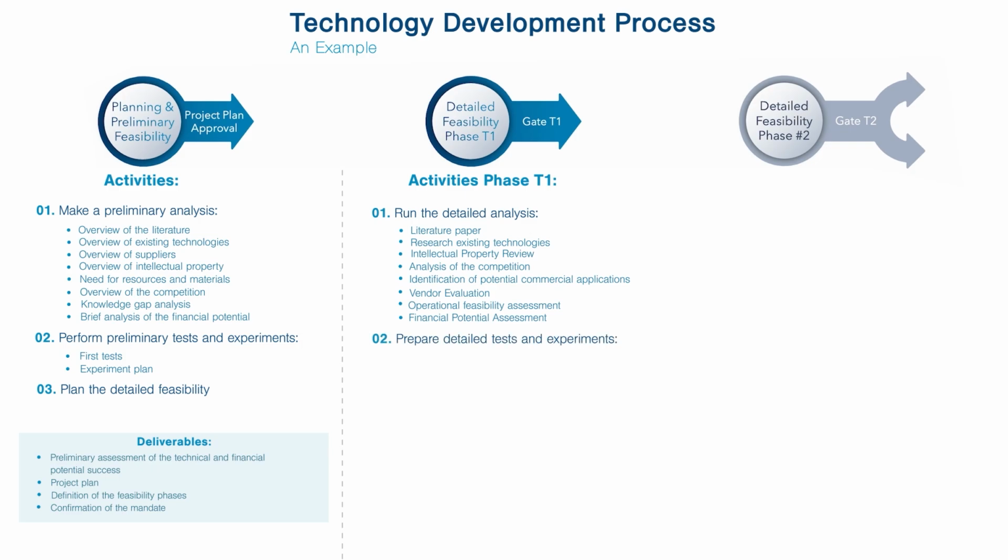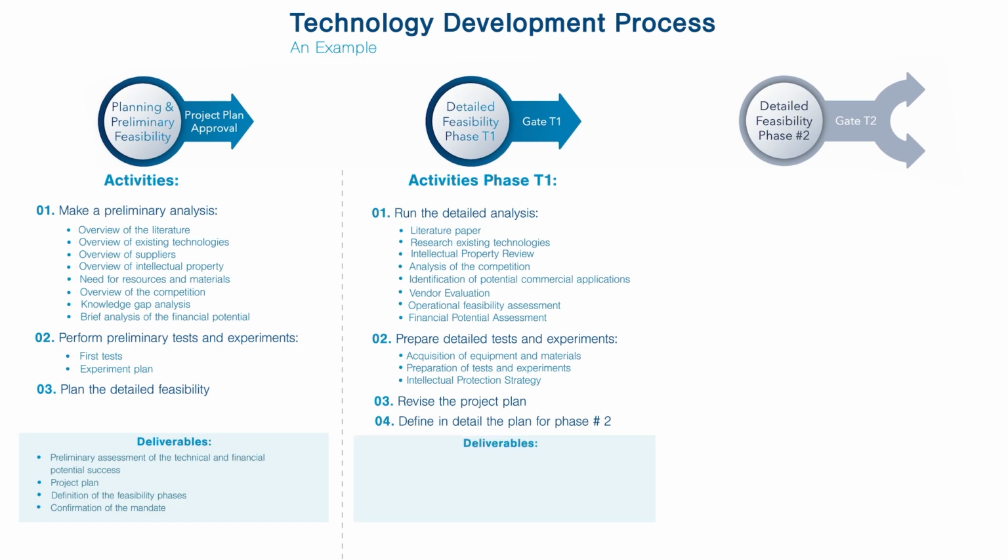The second step is to conduct several tests and experiments, including the acquisition of equipment and materials to perform the test, executing the experiment plan. The third step is to adjust the project plan. The fourth step is to plan the next phase, which is the detailed feasibility phase, T2. As a summary, the deliverables for the detailed feasibility phase T1 include the technological feasibility, the commercial and operational feasibility, an adjusted project plan, and the plan for the next phase.